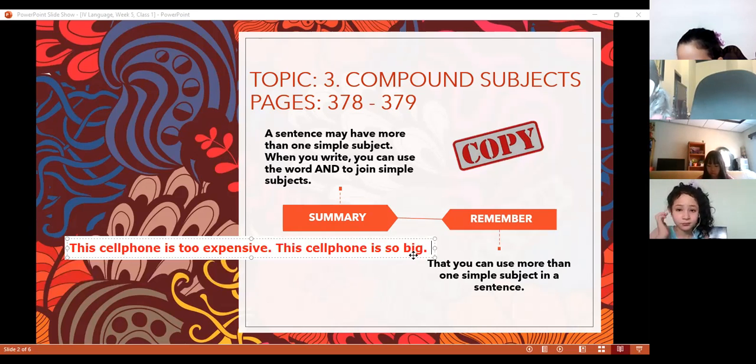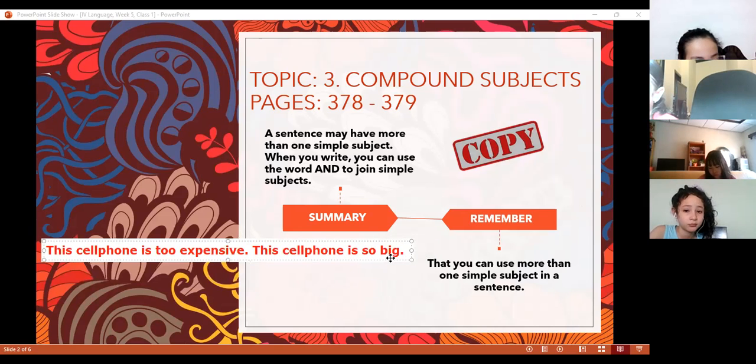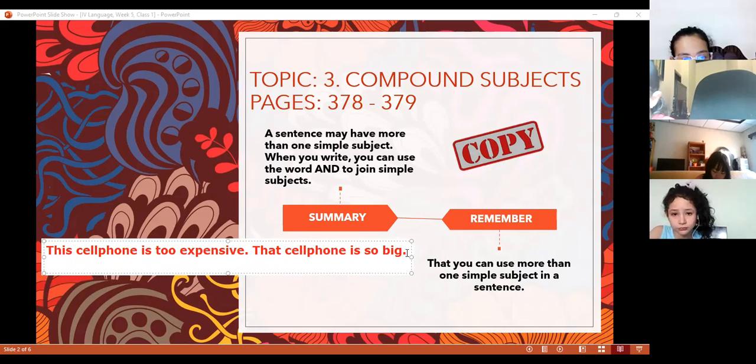Now, how can we create one sentence, class, using these two sentences? Imagine that you're talking, you say, this cell phone is too expensive. This cell phone is so big. It's like repetitive. We're saying the same, this cell phone and this cell phone. How can we create one sentence, class? Okay, that cell phone, let's say that. This cell phone. Okay, I can help you. So we say this cell phone is too expensive. That cell phone is so big.